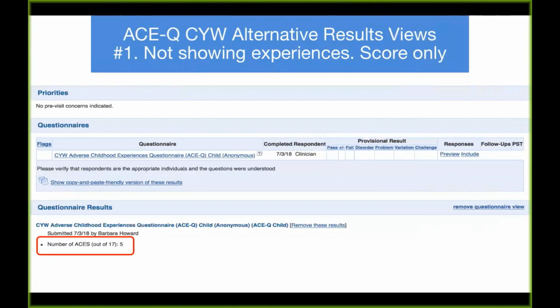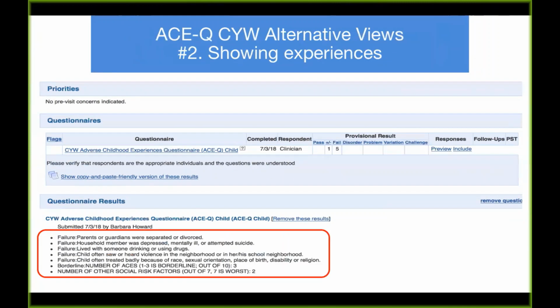So here is one of the kinds of scoring results you can see, and that is where you don't get to see the items that were endorsed, but you do get to see the total score out of those 17 items. So in this case, the score was 5, which is a risk score on an ACE questionnaire. Here's another way of seeing the results, and there you still see the score of 5 failed items, but in this case, you actually see the items that were endorsed as being failed.